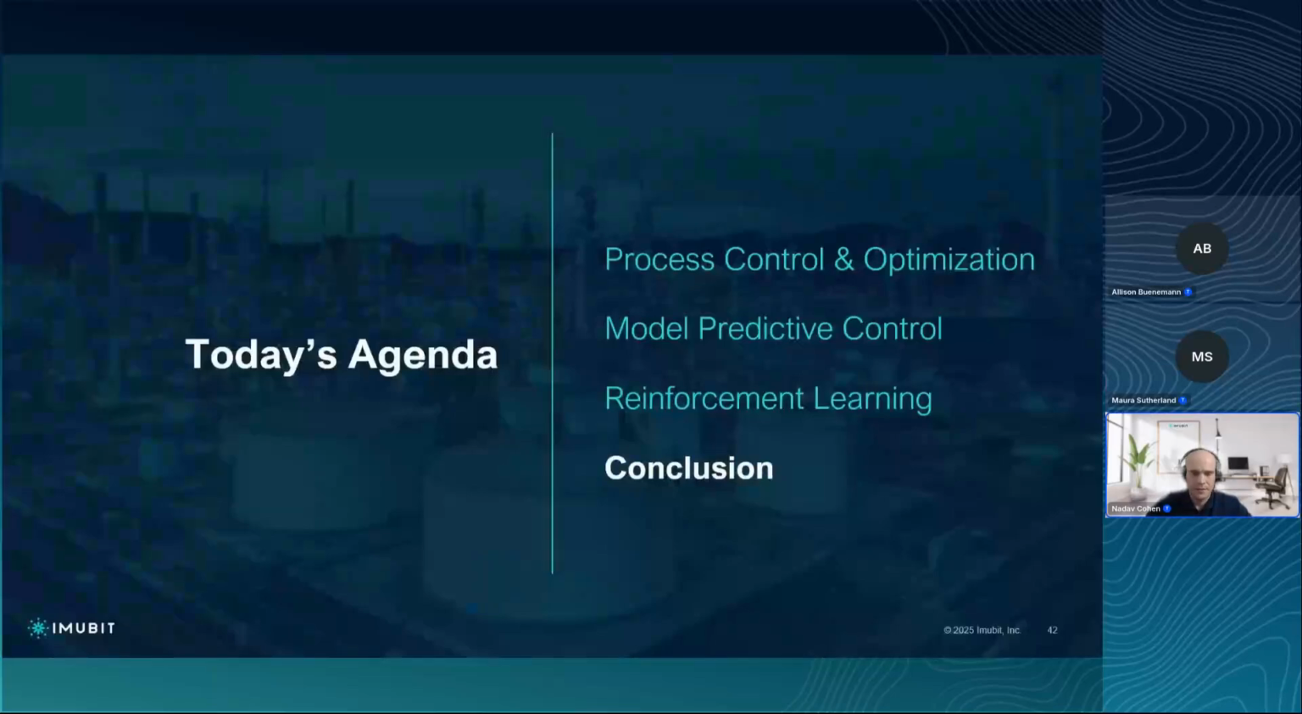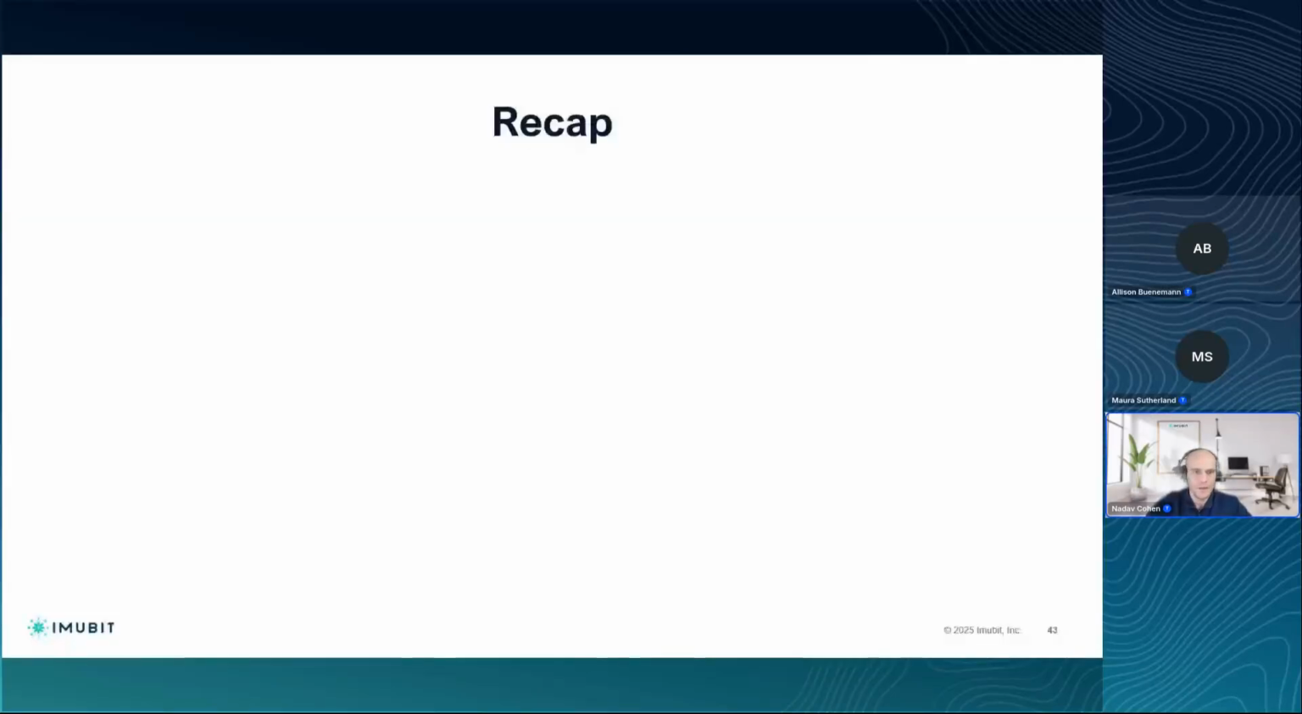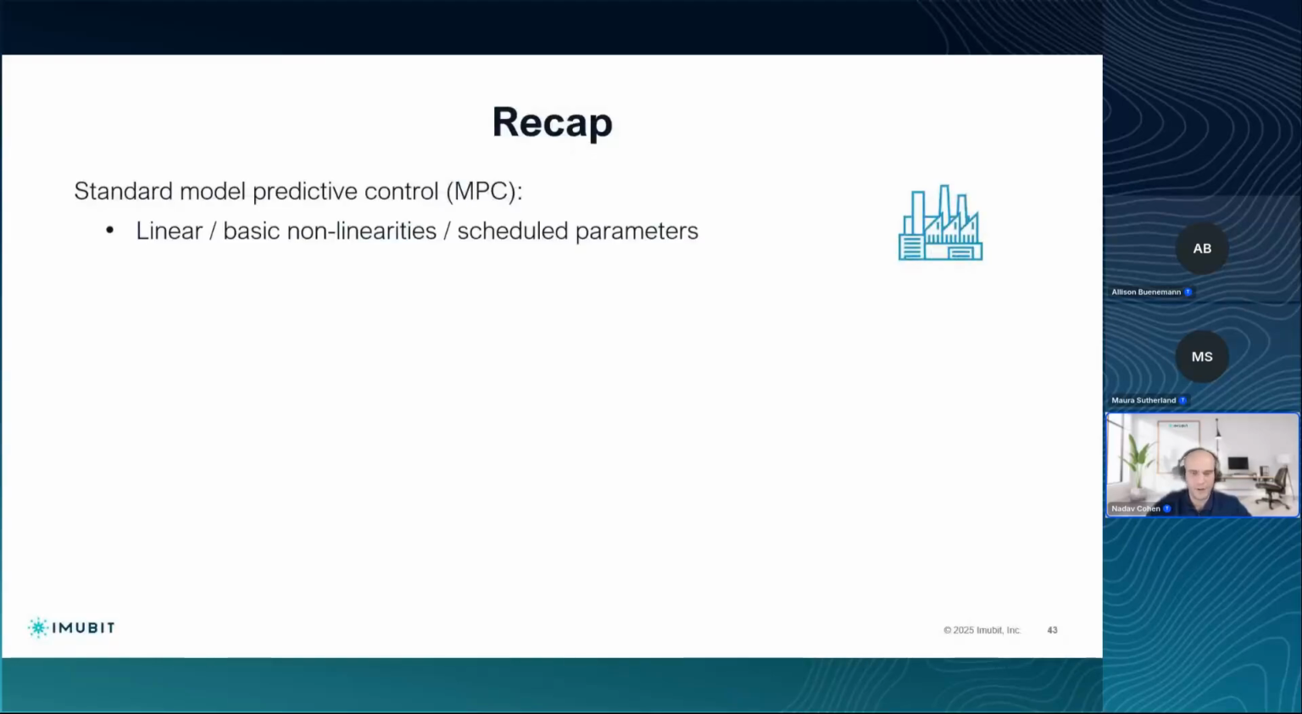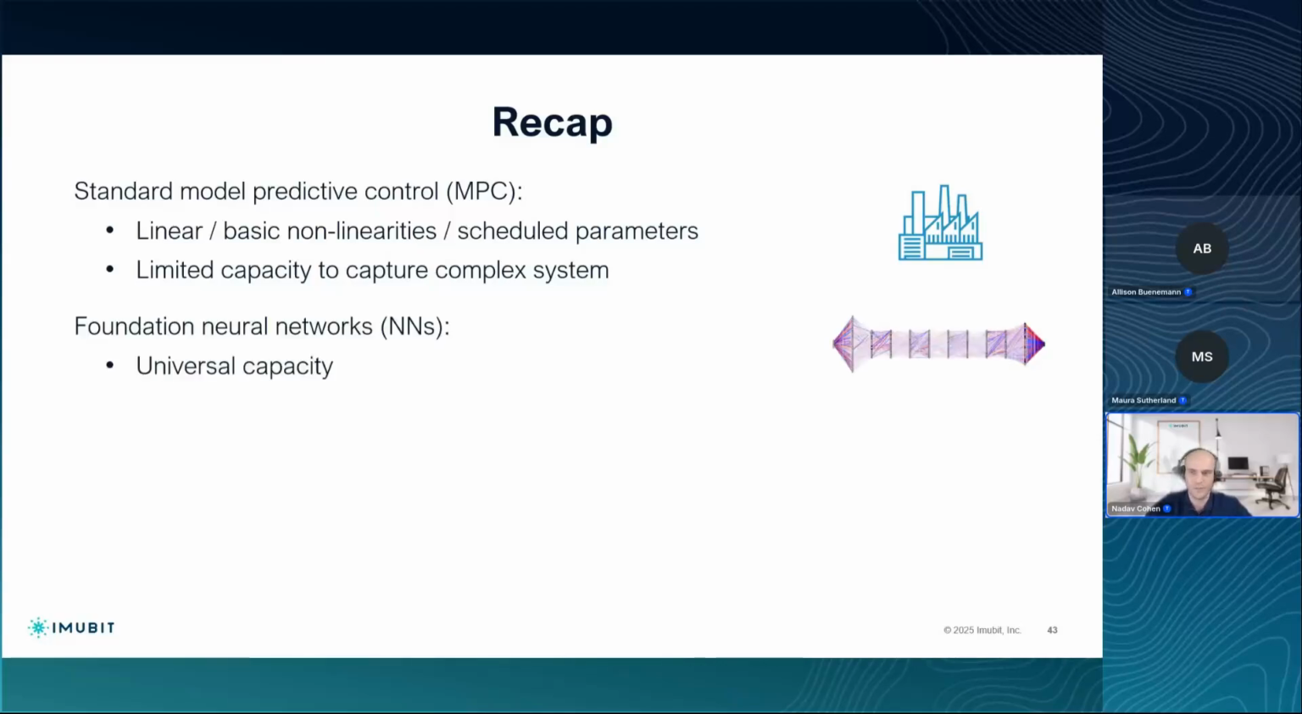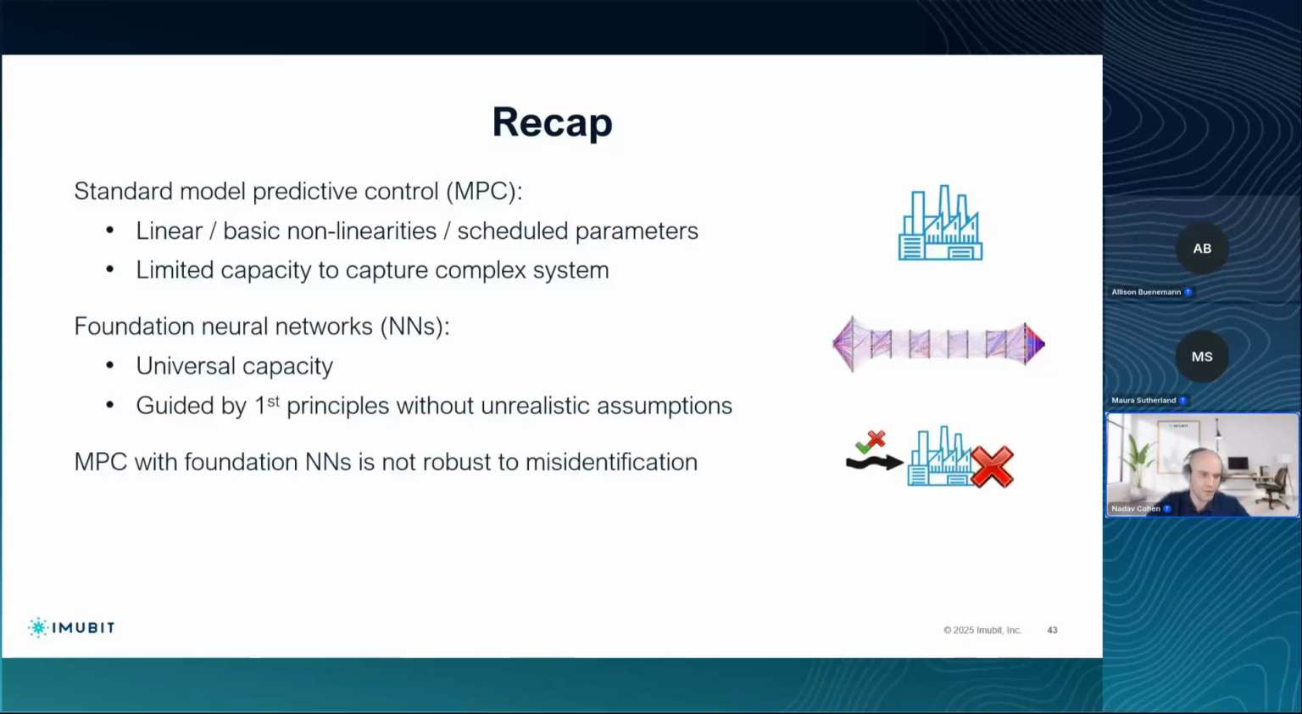And now let's conclude, starting with a recap. Standard model predictive control is typically linear, or it has basic nonlinearities or scheduled parameters, and the capacity to capture complex systems is limited. You could capture local behaviors of complex systems, but global behaviors are very, very difficult. Foundation neural networks have universal capacity, and they can be guided by first principles without making unrealistic assumptions. Model predictive control with foundation neural networks is not robust to misidentification. We saw those instabilities.